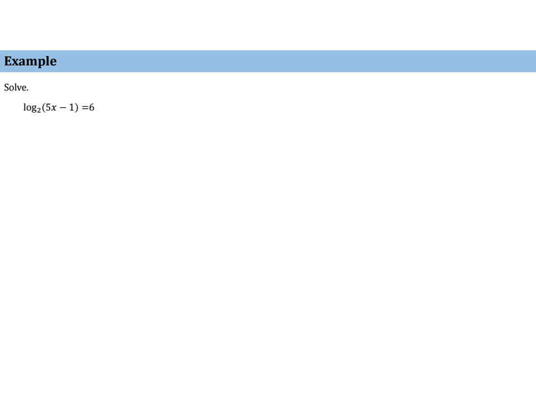Let's look at this one. Again, let's convert this to an exponential. The base is 2. The exponent will be on the other side, so 2 to the 6th equals 5x minus 1. 2 to the 6th is 64. So we have 64 equals 5x minus 1. So we have 65 is 5x. Divide both sides by 5. We have 13 equals x. If we check, notice 5 times 13 minus 1 is 64. That's not negative, so we're okay.